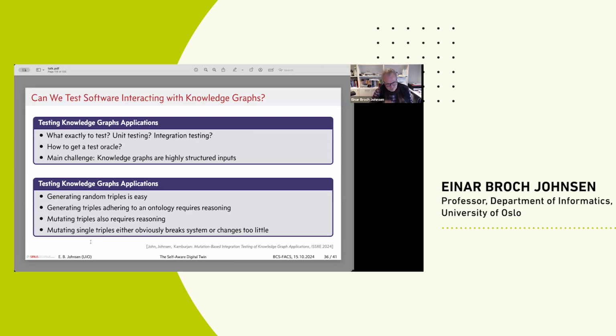And what we did was to look at mutation techniques. So we basically looked at how to mutate the knowledge graph in such a way that we can discover errors in the assumption that the program might have about the knowledge graph. So that this assumption is typically given by the possible queries that the program can make to the knowledge graph. And of course, it's easy to mutate single triples in this graph, but these are pretty uninteresting in terms of testing, because either they obviously break the system or they have little effect.